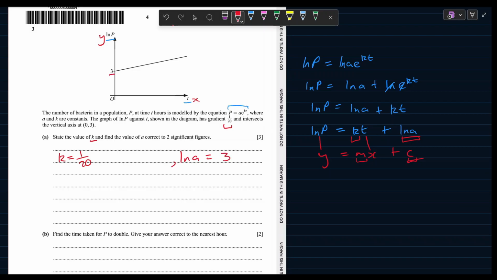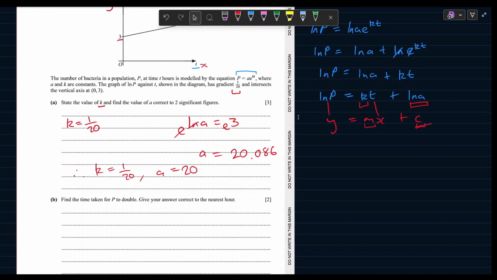So if we apply the exponential function to both sides to cancel out that ln, we end up with A is e to the 3. You punch that into the calculator, that gives you 20.086. They want their answer correct to two significant figures. So k is 1/20 and A is 20 correct to two significant figures.